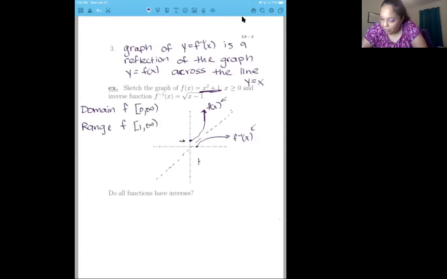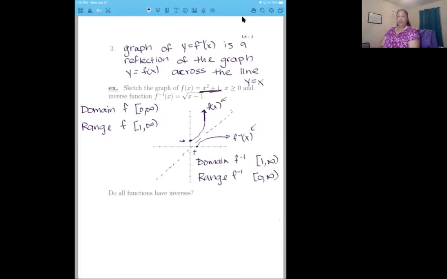All right, so now let's look at the domain of f inverse. Remember that the domain of f inverse is the same as the range of f. So I need x values from left to right, and sure enough, that is 1 to infinity. And the range of f inverse is the same as the domain of f. So I need the y values from bottom to top, and that is 0 to infinity.